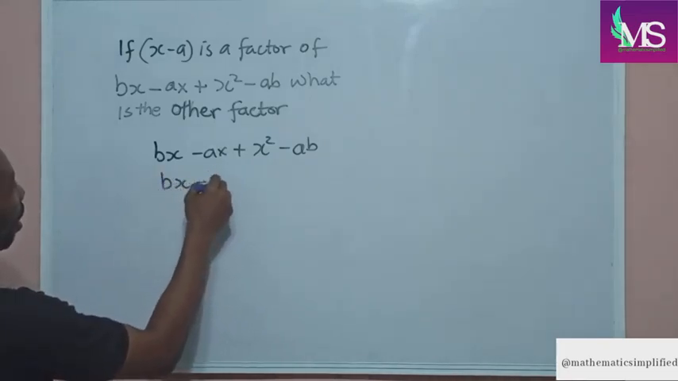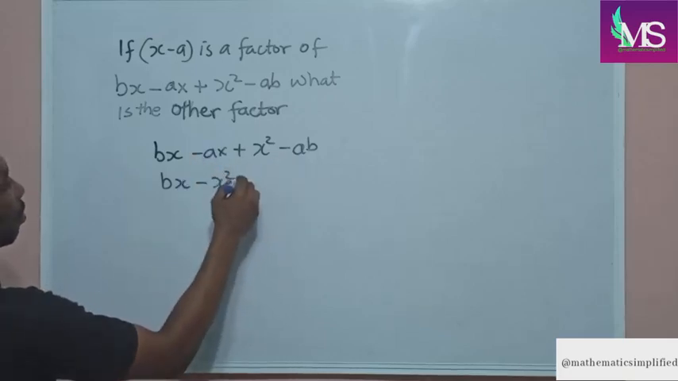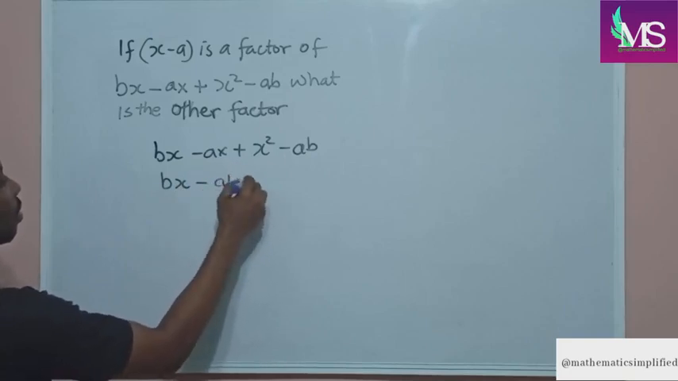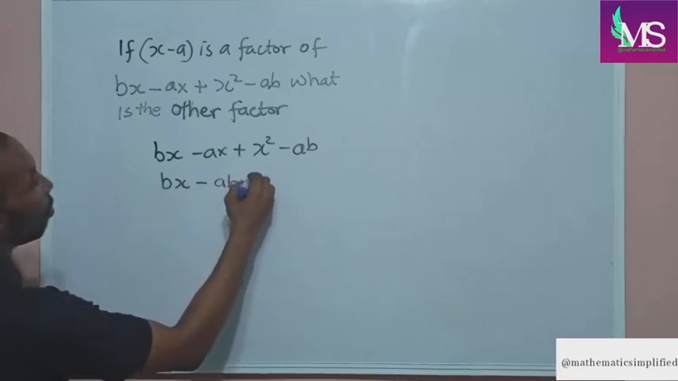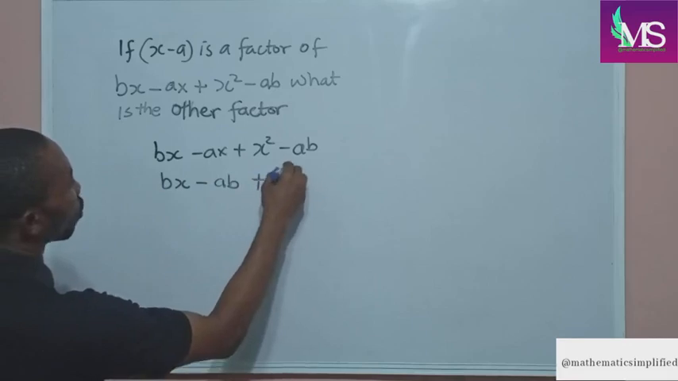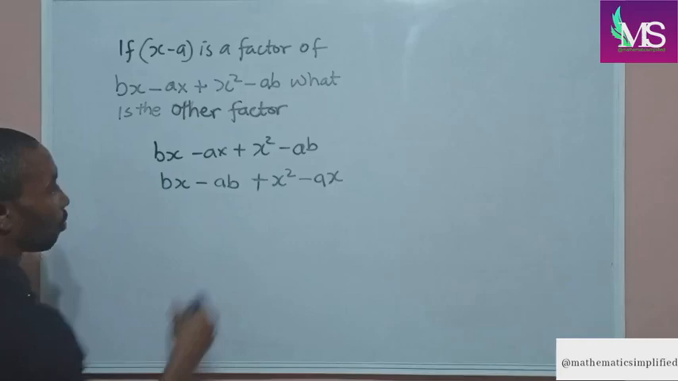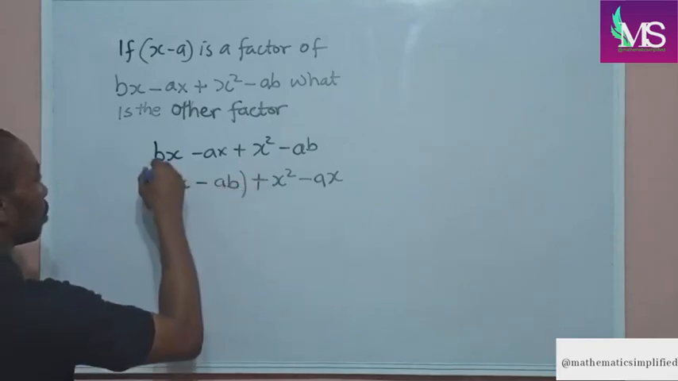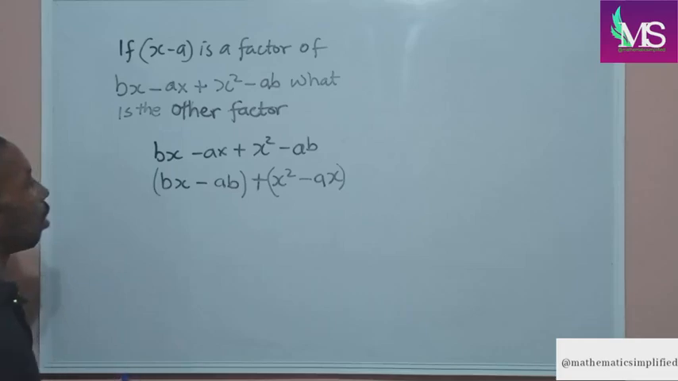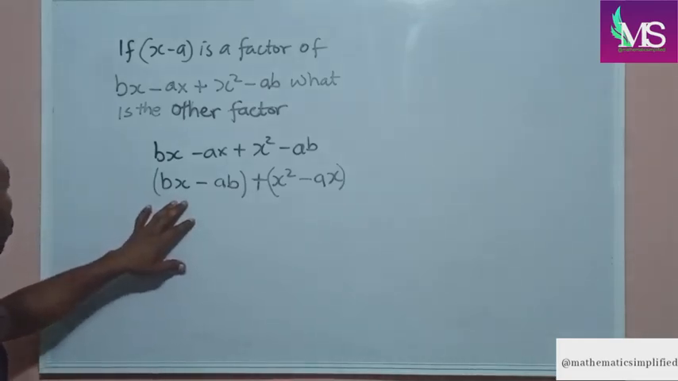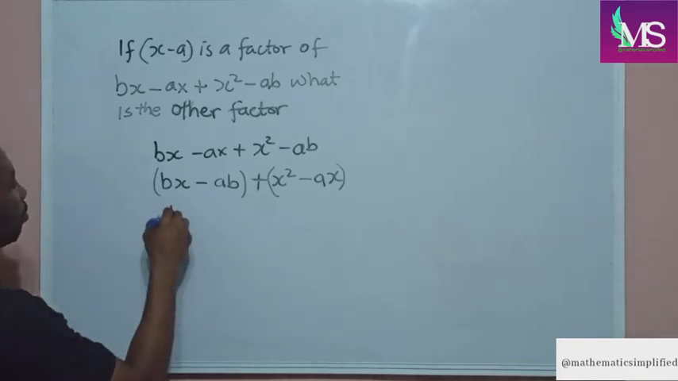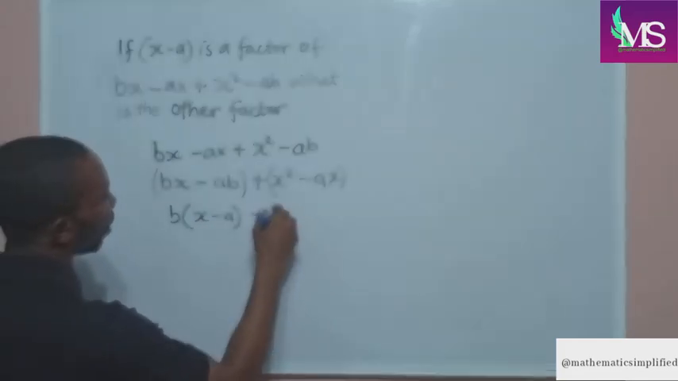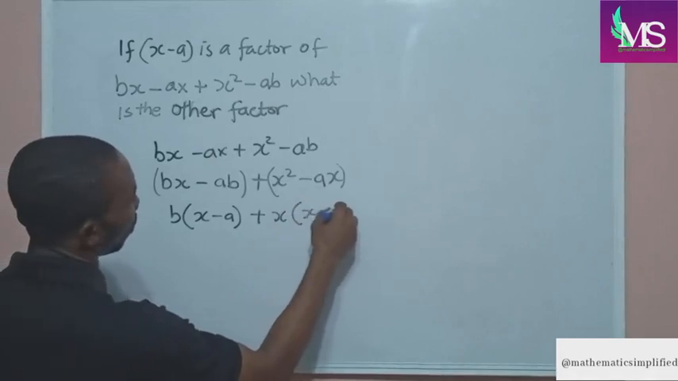They become bx minus ab, okay, collecting our b's together, plus x squared minus ax. Okay, now we can group together. Alright, now from here we can bring out b, which is common here: b bracket x minus a, plus x is common here: x bracket x minus a.